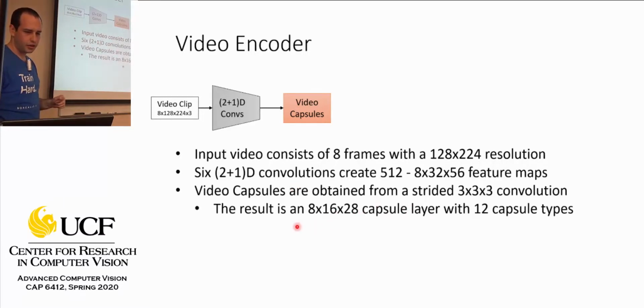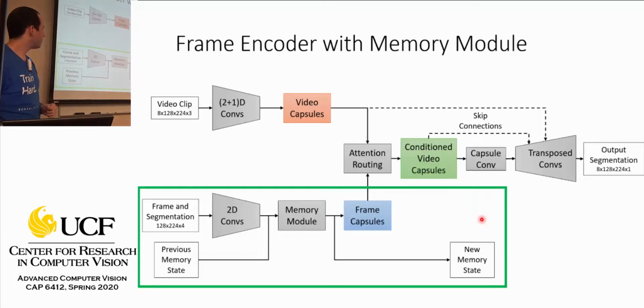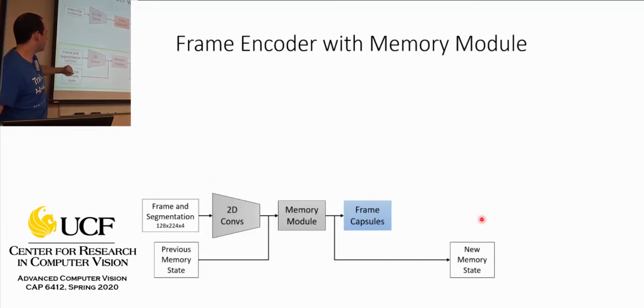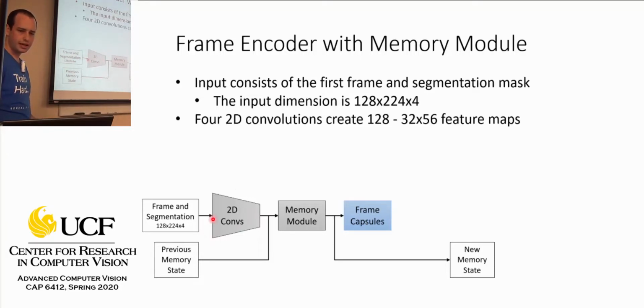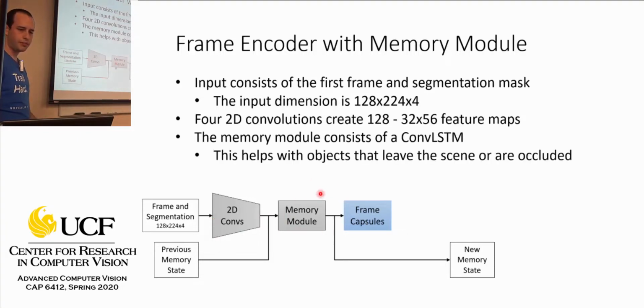So we end up with this many video capsules, and there's 12 capsule types. So that's the video encoder. Now the frame encoder: we input the first frame and segmentation. The first frame and segmentation is 128 by 224, with 4 channels, the RGB and then the segmentation. It's a black and white segmentation which we concatenate with that frame. We pass that through a series of 2D convolutions, and then through a memory module.